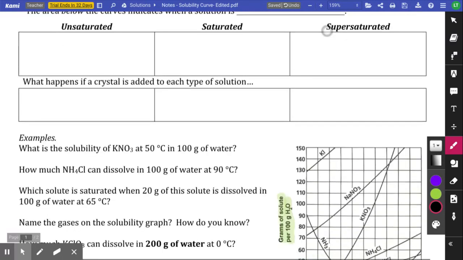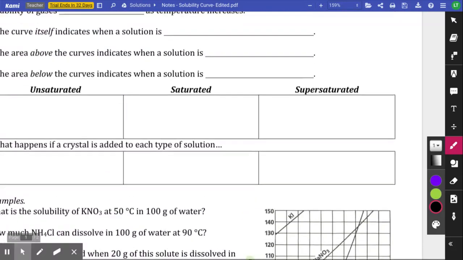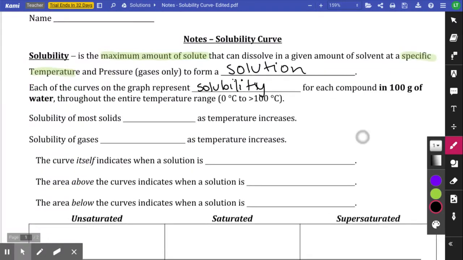If we look at our graph again, you will see that there are some lines that go up, that increase as temperature increases, and some that go down, that decrease as temperature increases. Words are hard. So you'll see that there are some lines going up. In fact, most of them are going up, while some are going down. The difference between these two is generally state of matter.